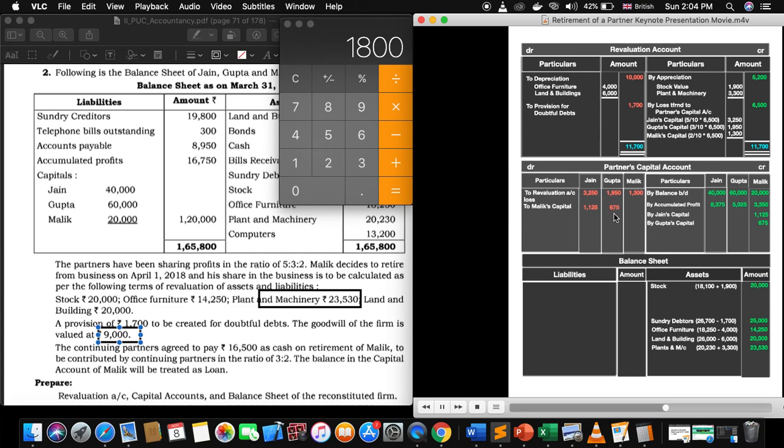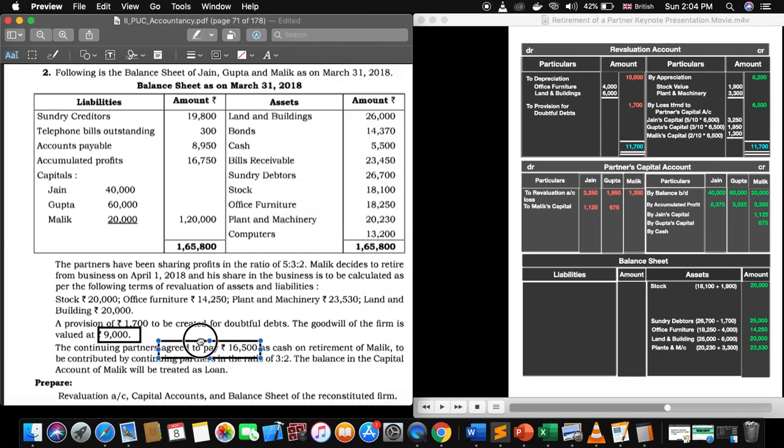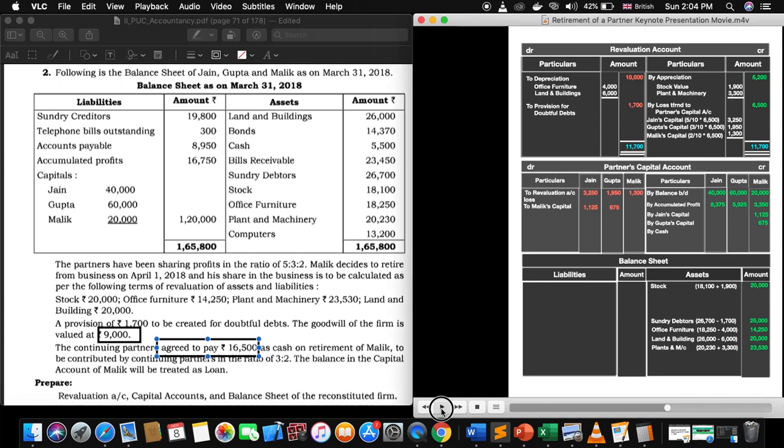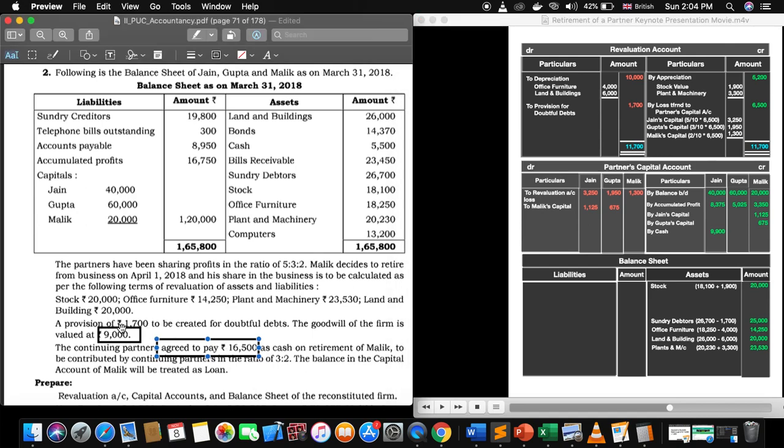Okay. So once this is done, now there is another entry given over here that they are willing to pay cash of 16,500 to the leaving partner, which is Malik. So in that case, we will distribute that again based on the new profit sharing ratio. So now the new profit sharing ratio is 3 by 2.